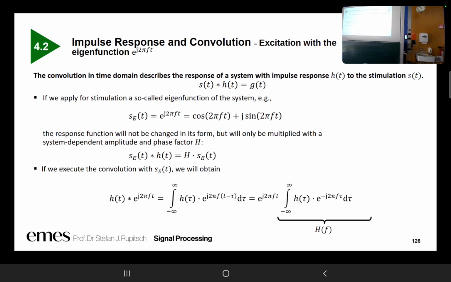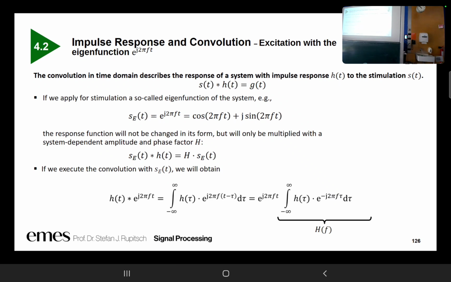And this is shown here. This is our impulse response. And here we have to transform, this is the Fourier transform, if you remember it from chapter 2. We have here the Fourier transform of our impulse response, and the Fourier transform leads to the frequency response.